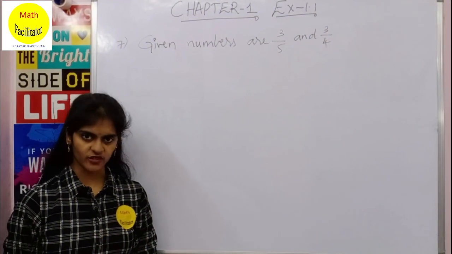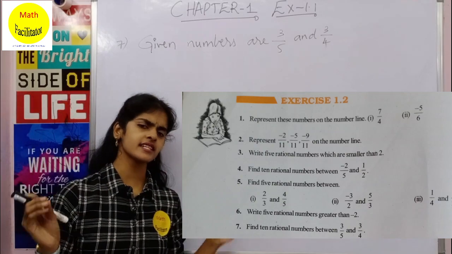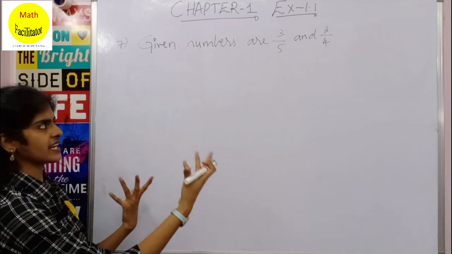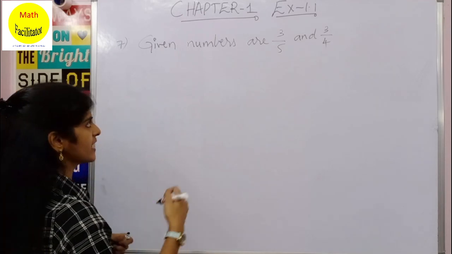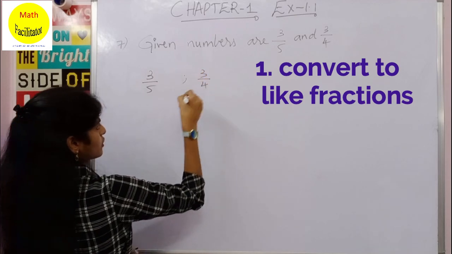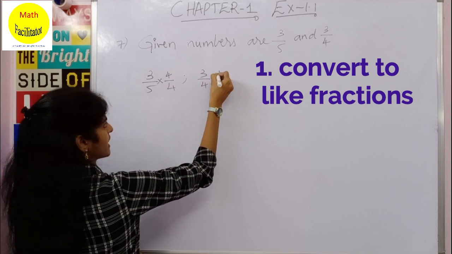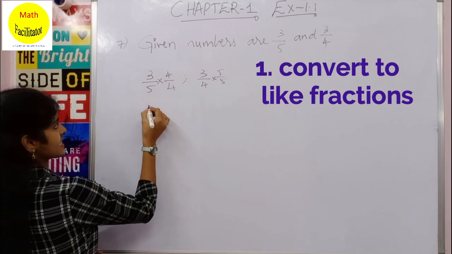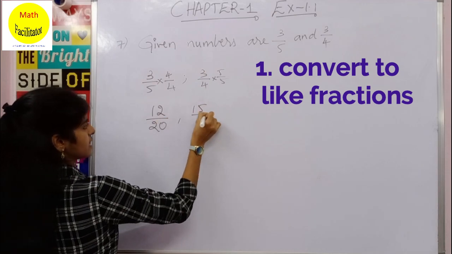Moving on to the next question, you have to find 10 rational numbers between these two numbers. Again the same method. Here again you can see there are unlike fractions, you have to convert them into like. So the given numbers are 3 upon 5 and 3 upon 4. So multiply and divide by what? By 4, and here you will multiply and divide by 5. So this is nothing but 3 4s are 12 upon 20 and this is 15 upon 20.